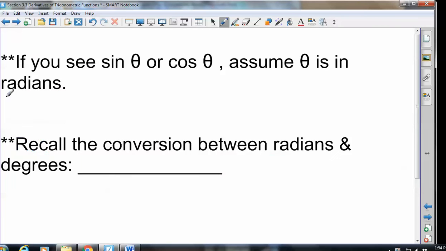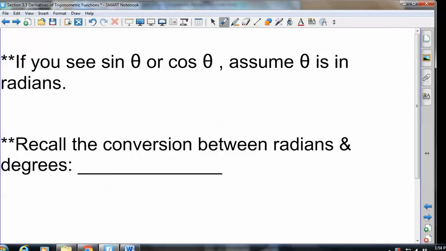Okay, so from now on, anytime you see a sine or a cosine, if it just has the variable sine theta, cosine theta, assume theta is in radians. In order to do derivatives, we need it to be in radian form. So if I were to ever give you anything in degrees, we would have to convert it.